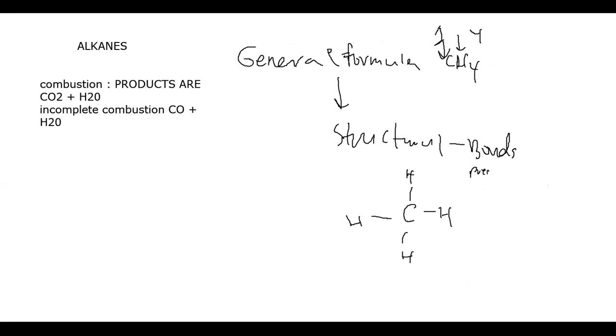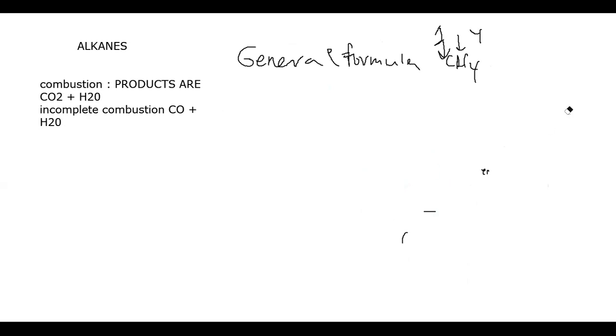Let's go back, sorry. So if I want the general formula for methane, it'll be CH4. And how did I get CH4? Remember, the formula for alkanes is CnH2n+2. So if I want methane, it's 1 carbon, put a 1 there. 2 times 1, sorry, is 2, plus 2 is 4. All right?